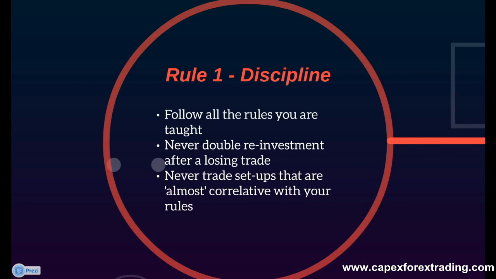So rule 1 is discipline. Discipline is by far the most important characteristic for any trader. Now, discipline comes in many formats. So first of all, just like we explained, you need to follow all the rules that you have been taught. Never make up your own rules unless you have solid data that supports your own rules. When you have a losing trade, make sure that you never double up on reinvestment in the next trade to recoup all those losses. Okay, you have to be disciplined enough to be patient to recoup those losses with sound and proper money management techniques.